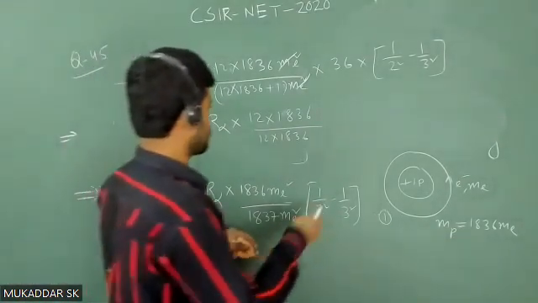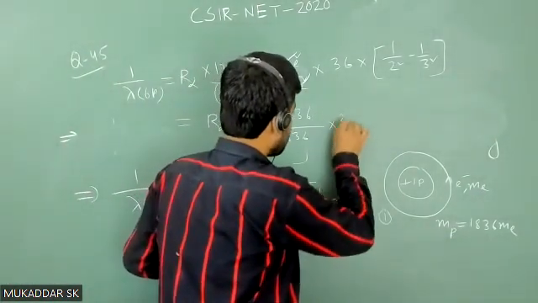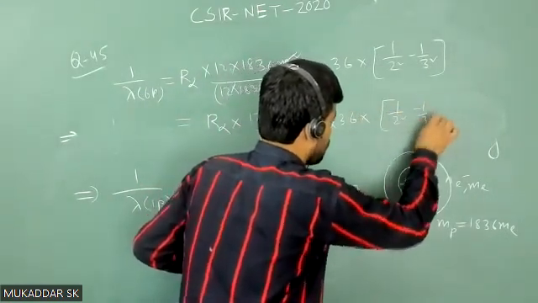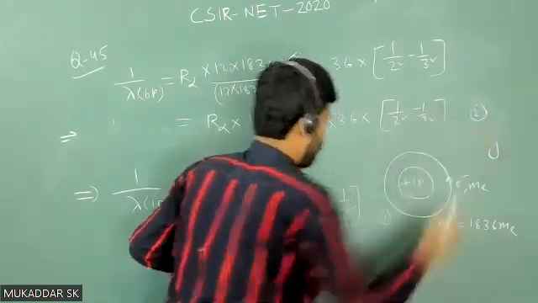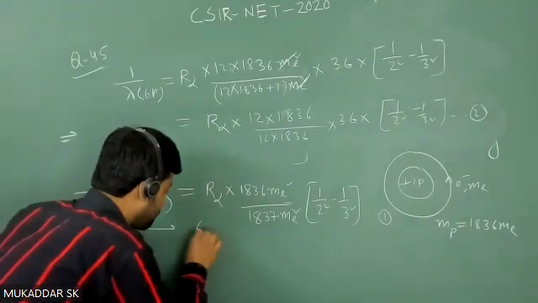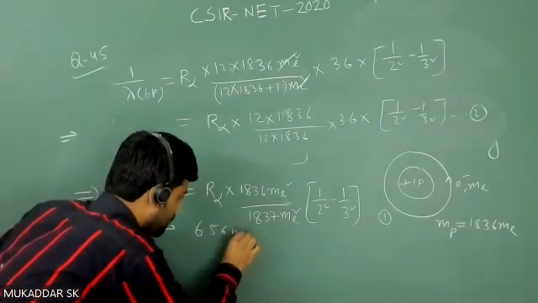And then you have this factor 36 and 1 by 2 squared minus 1 by 3 squared. Let us take this as your equation number 2. As you know, this wavelength is provided for the hydrogen atom, that is 656 nanometer.